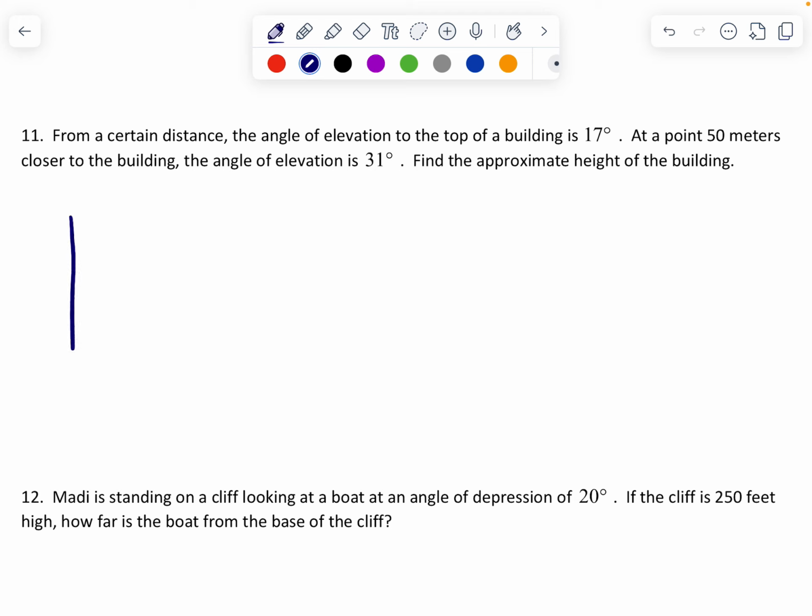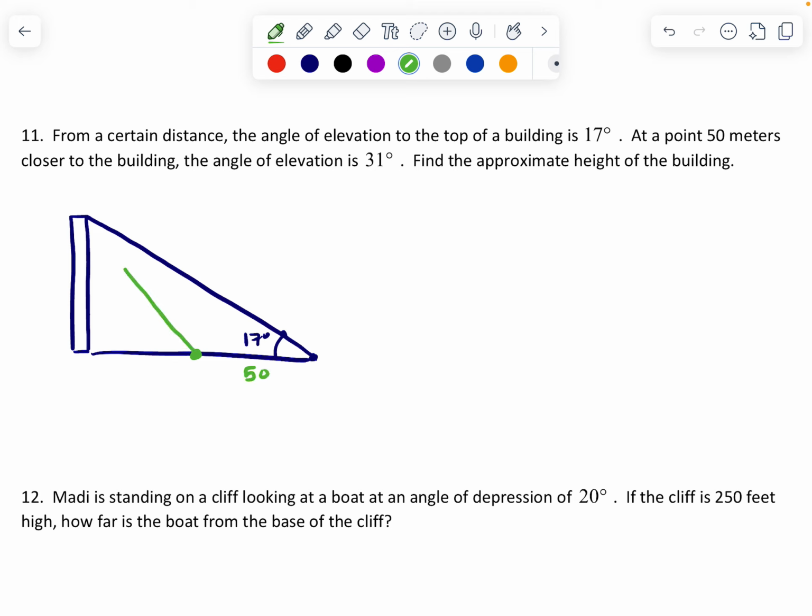So you have a building, you're standing here looking up at the building, so this is the ground. If you're looking up this way, it's saying that this right here is 17 degrees. Then it says if you move 50 feet closer, so maybe somewhere right there, so this is 50, you move 50 feet closer, and you look up at the building again, your angle of elevation is now 31 degrees. And the question is find the approximate height of the building. I'm going to call that big H.